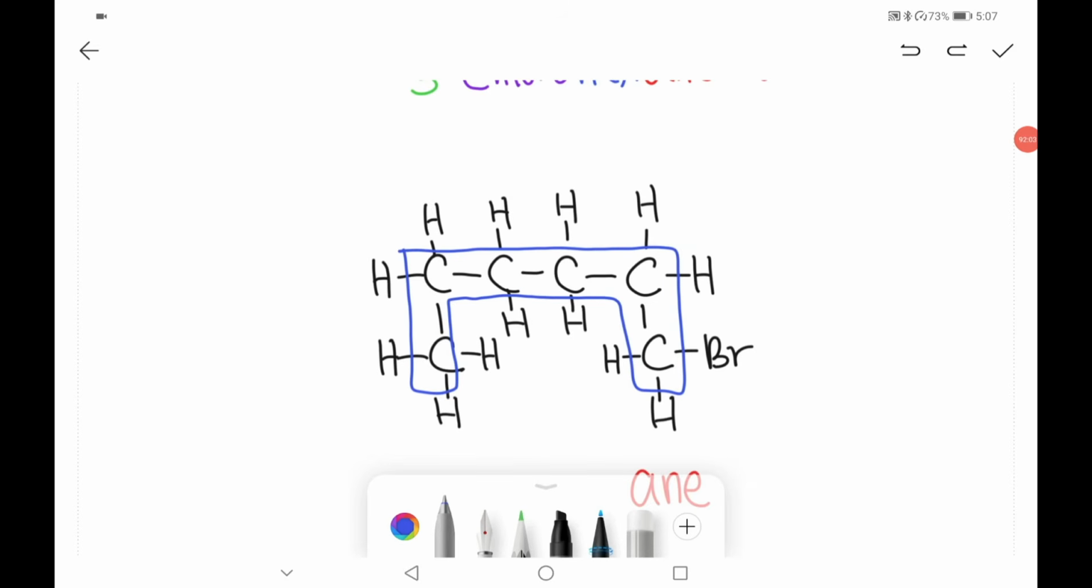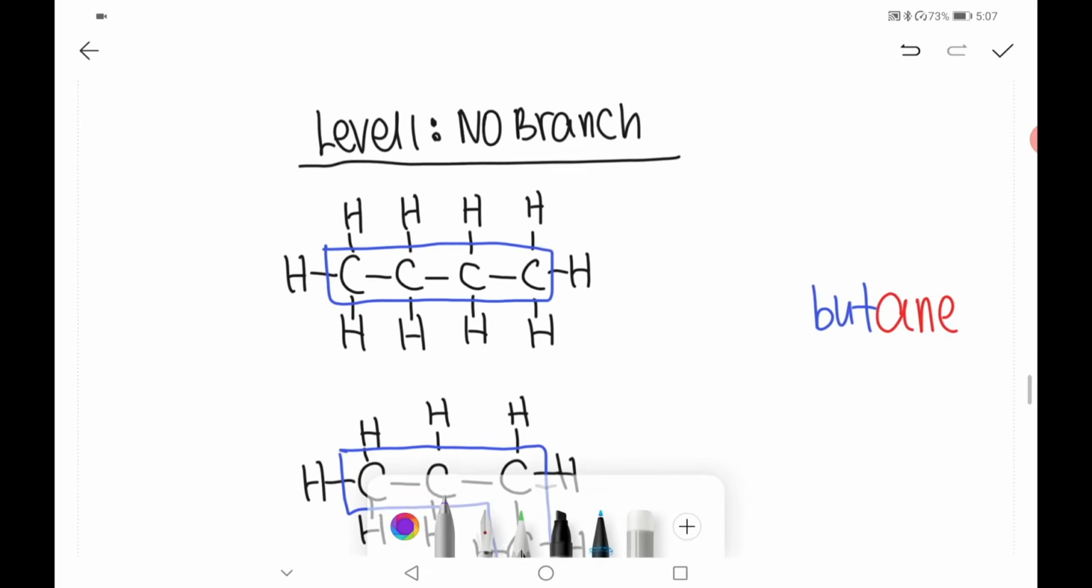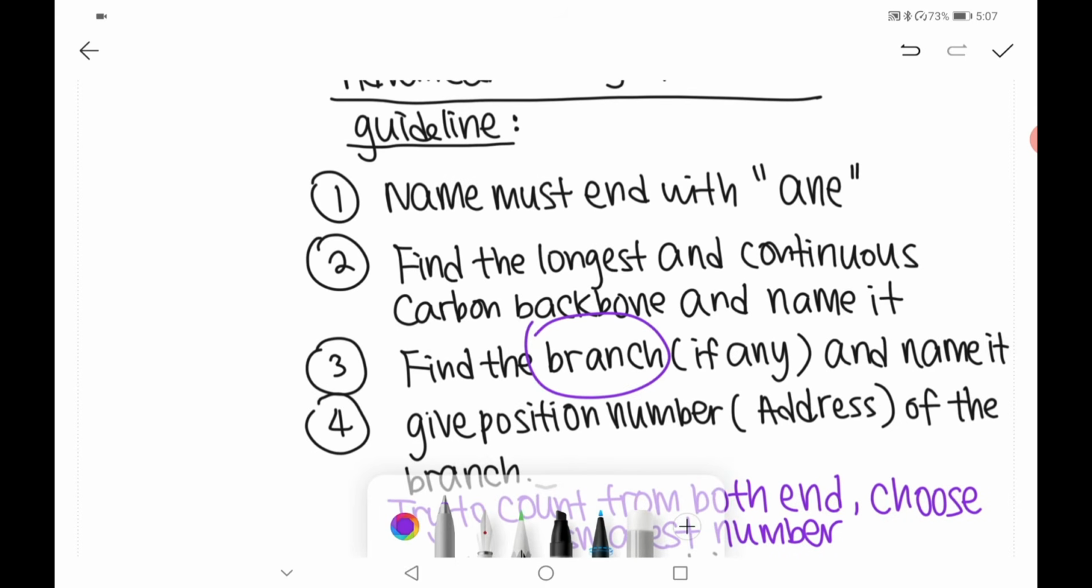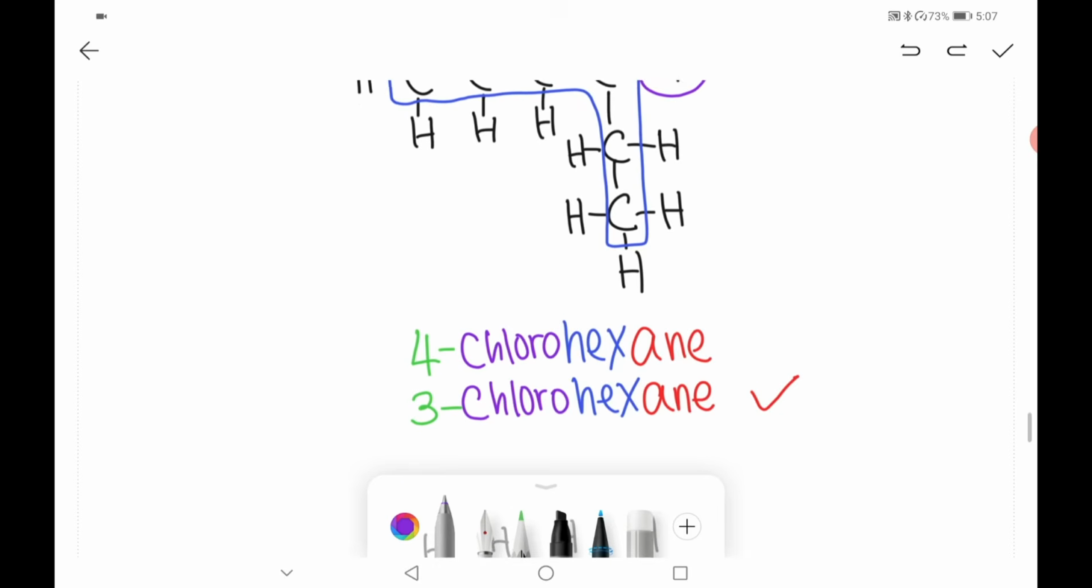So the longest here is 6. Six carbon is hex, so hexane. After you name the hexane, now you have to check, is there any branch here? Branch is something not in the backbone.